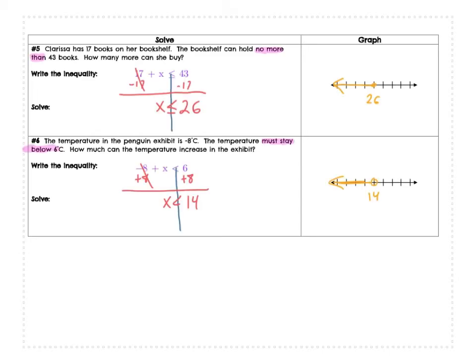How did you do? Were you able to come up with the same answers that I came up with? Hopefully you did. If not, here is some important information that you may have missed. When the bookcase can hold no more than a certain amount, that means your amount is going to be less than that, because if you start loading the bookcase with more than that, then the bookcase will collapse. Same thing with the penguin temperature. It must stay below 6 degrees, so again it has to be less than, because if it were to become greater than that temperature, then the penguin would not be doing so well. If you didn't get the answers that I got, go ahead and make sure to fix your paper so it looks like mine. Look through my work to find where you may have made your mistake.